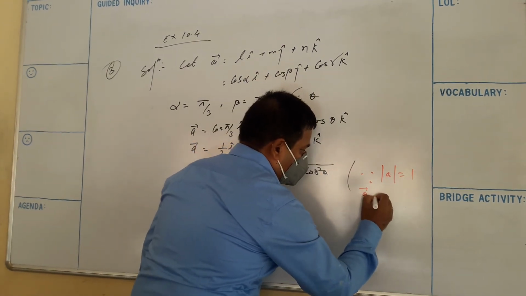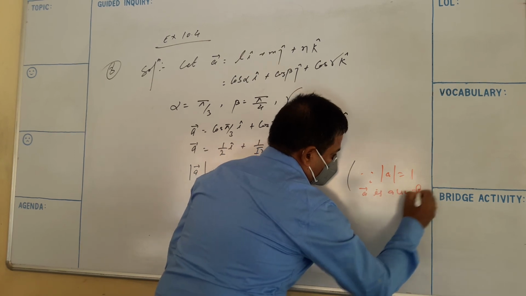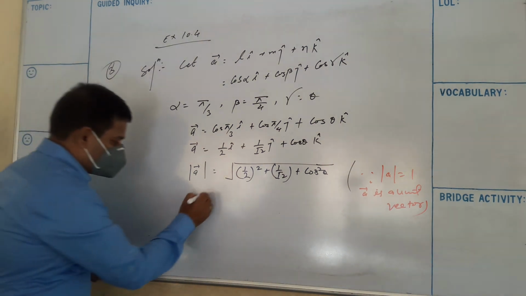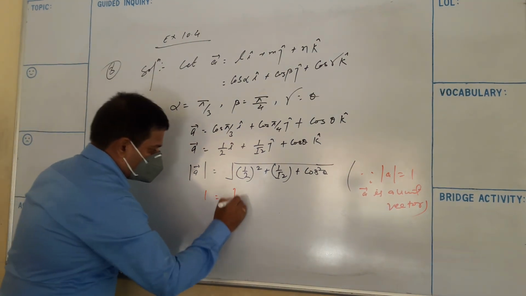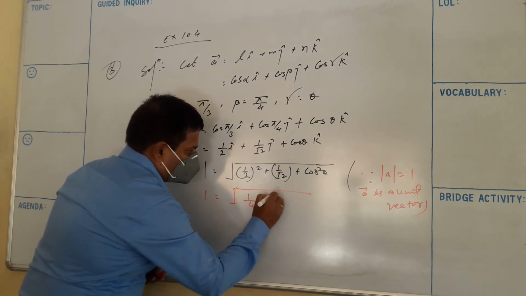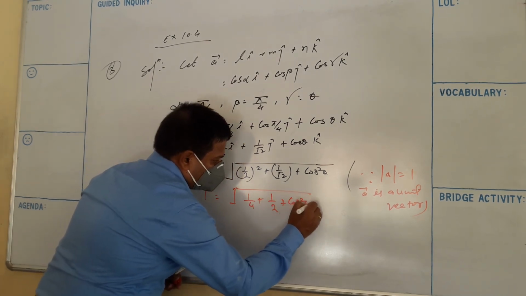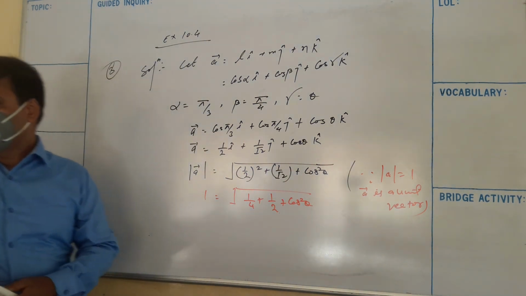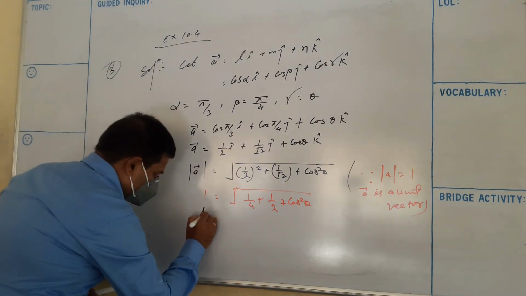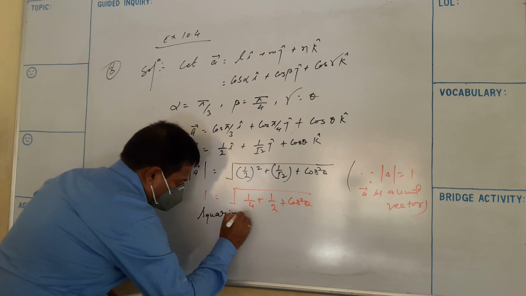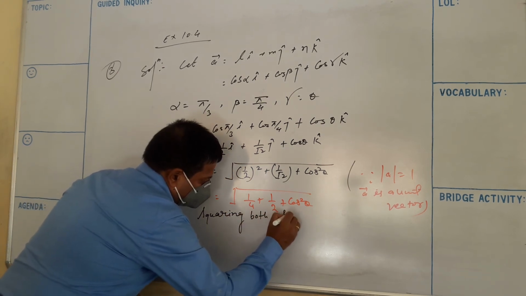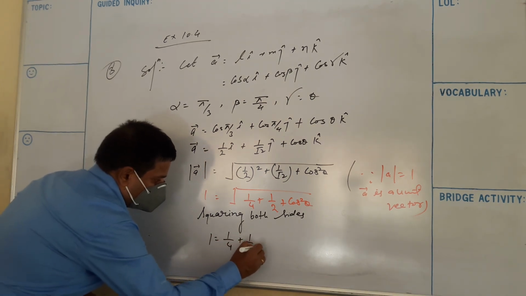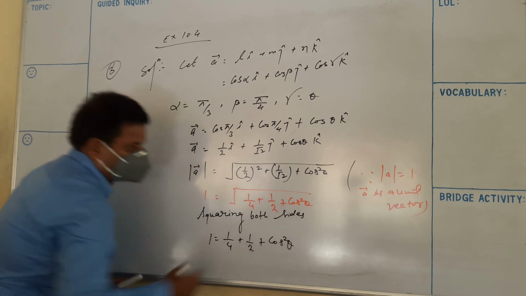So vector A is a unit vector. So this one is equal to 1. Here square root of 1 by 4 plus 1 by 2 plus cos square theta. Clear? Now squaring both sides. Okay? 1 is equal to 1 by 4 plus 1 by 2 plus cos square theta.